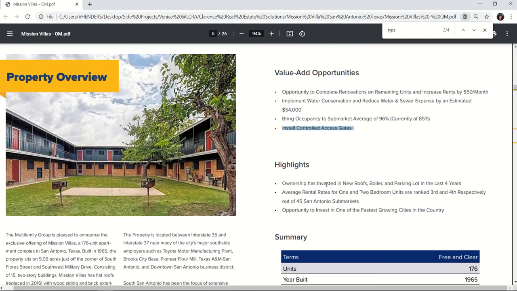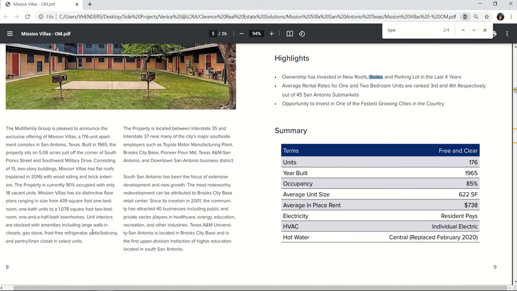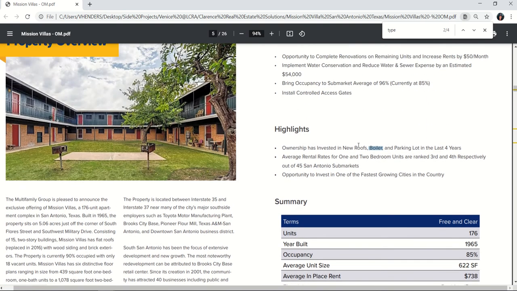Ownership has invested in new roofs, a boiler, and parking lots in the last 4 years. So this boiler particularly is singular. I remember seeing that there were like 15 buildings or something along those lines. My immediate question is, how many boilers do we need to operate at 176 units?